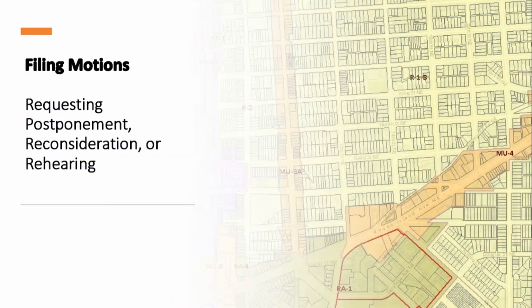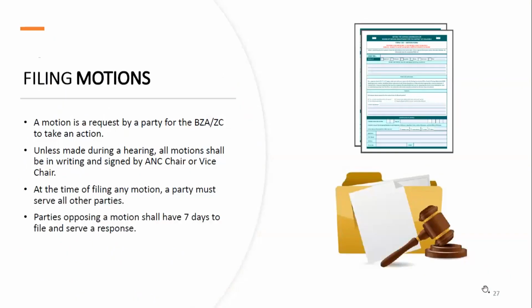Okay, so on the next couple slides, I'll just outline the general procedures and requirements regarding filing motions. So next slide. So a motion is a request by a party for the board or zoning commission to take an action. Some examples of motions include a motion to postpone, which I'll talk more about on the next slide, a motion to waive a filing deadline, or a motion to reopen the record after the record's been closed.